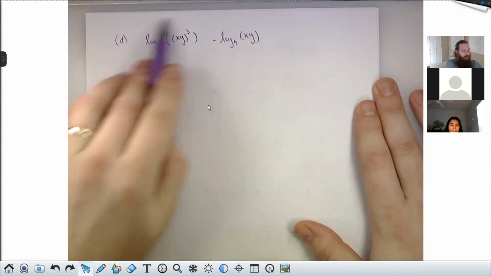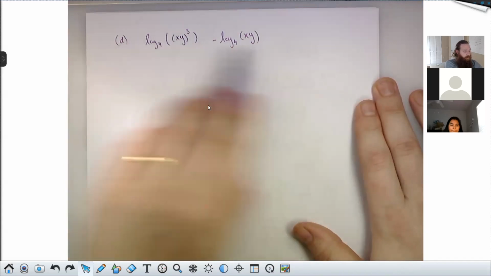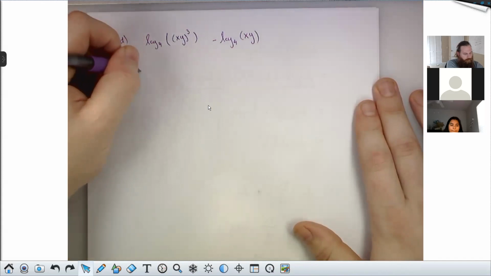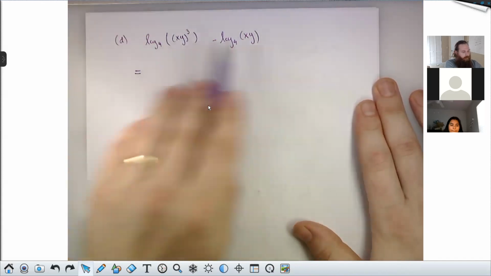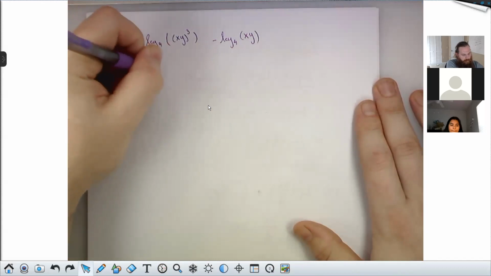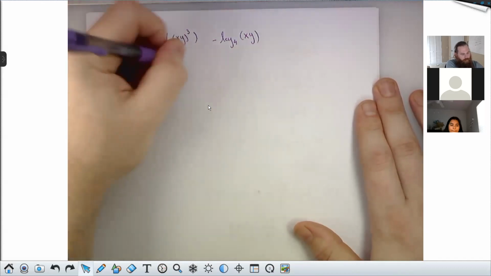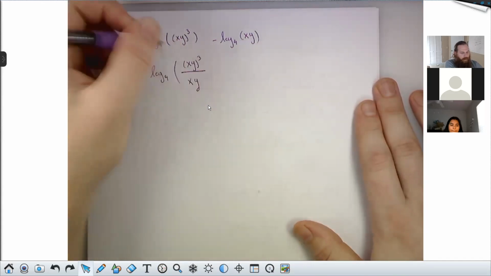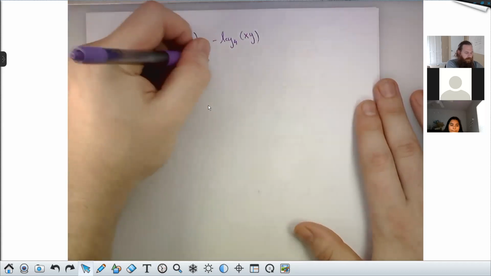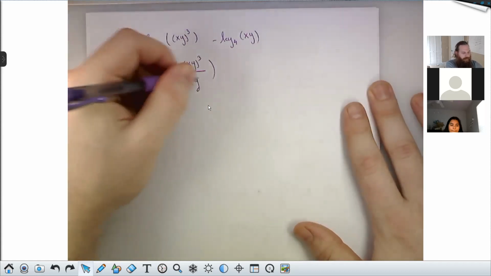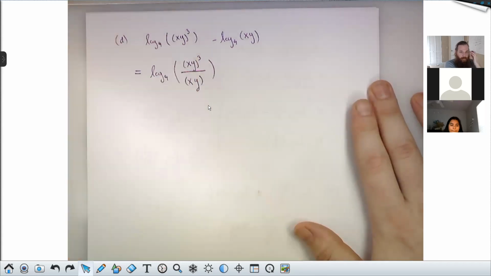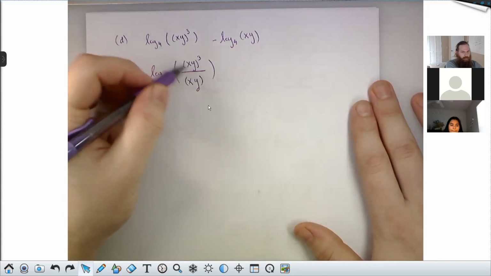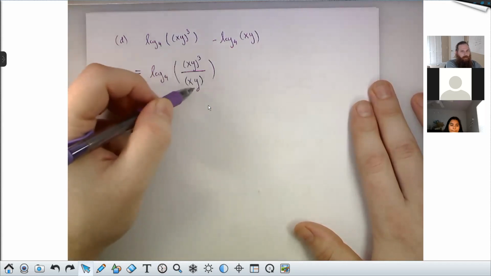And definitely we could bring the 3 down and then work with these two on their own. Or we could combine them into a single log, where the inside would be xy cubed over xy. It's convenient to do it like this because then the xy and the xy cubed can interact with each other as a ratio. If you brought the 3 down, they would interact as a difference. But here I've got something cubed divided by that same thing.